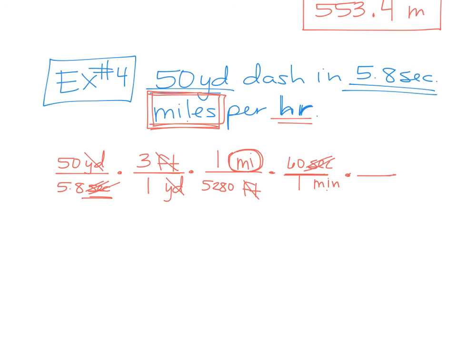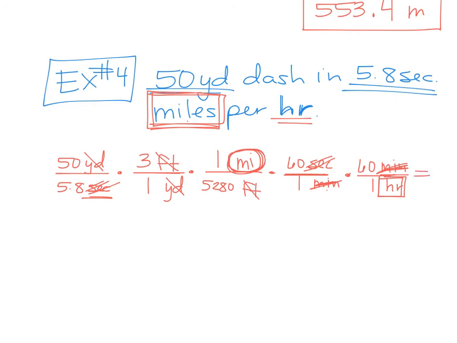So where are minutes going to go to cancel? On the top. Minutes here. What's going to go on the bottom? Hours on the bottom. And what are our numbers? 60 minutes in 1 hour. Okay, so our minutes cancel, and we're in miles and hours, which is what we want to be in. The issue is we have a whole bunch of numbers, right? So here's what you're going to do from here.